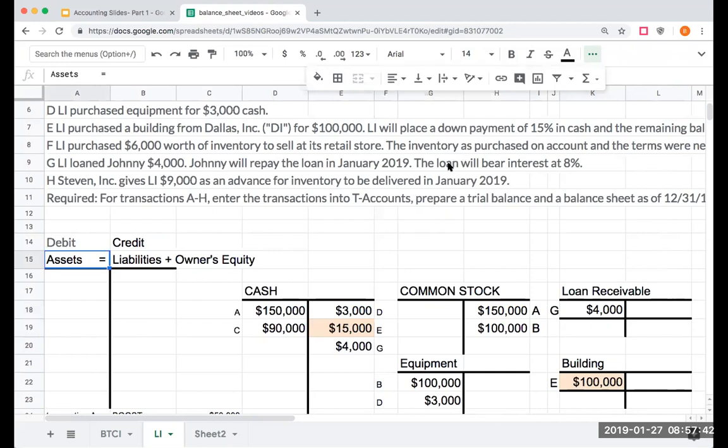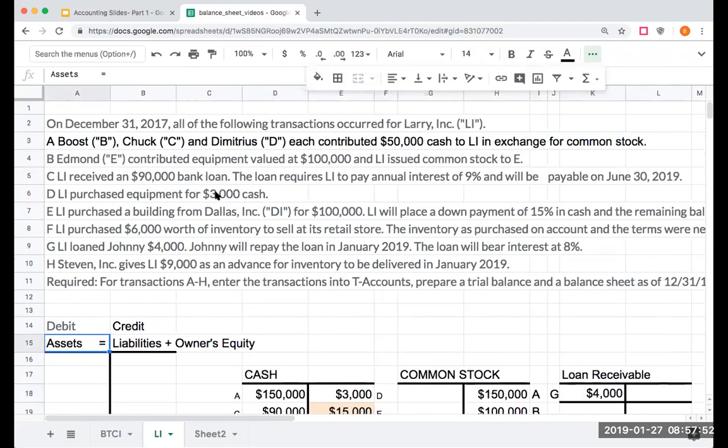I don't care right now about the interest. The interest is going to be when the loan is actually outstanding for a period of time. Remember, we're in fantasy land. Everything here is happening on December 31st, 2017. So there's no interest on any of these transactions.